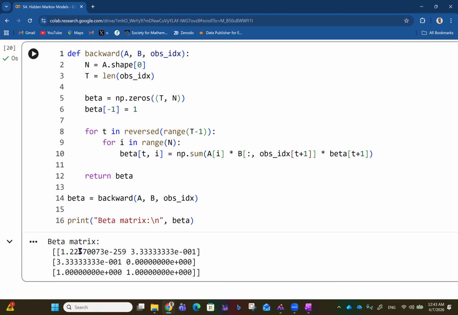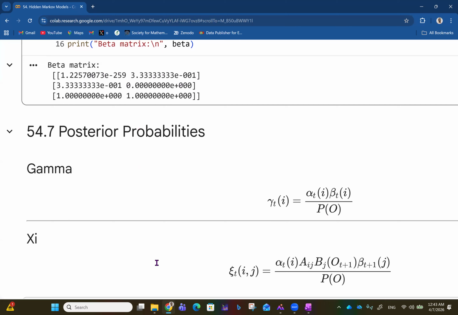Now you can see this is 1.10 raised to minus 25, and that's as good as zero. So this is zero right here, and this is 10 raised to minus one, that's 0.33, and this is also 0.33. This is zero here, this is one, and this is also one. So this is zero like that. As you keep running, it converges towards a value at the end of the day.